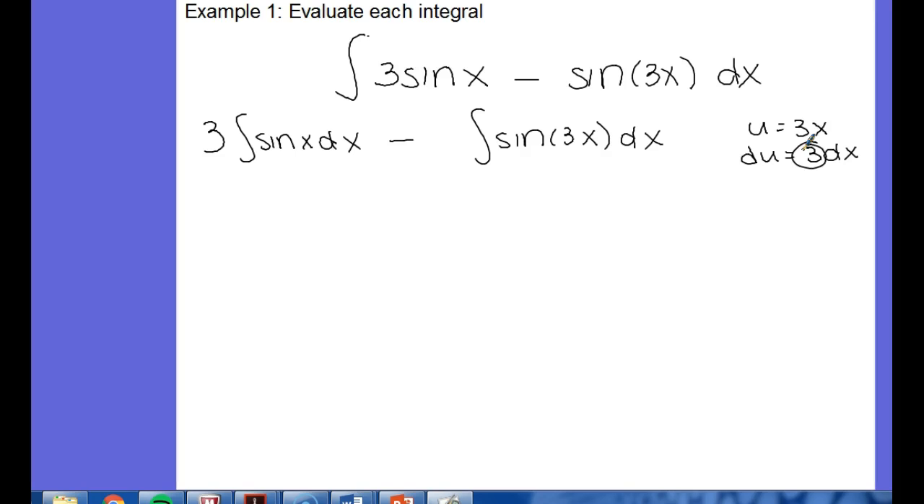So, on the inside, if you have like 3x squared, would you still divide by 3, or would you divide by like 6x? You would have to account for the derivative of it, yes. You gotta divide by the derivative.